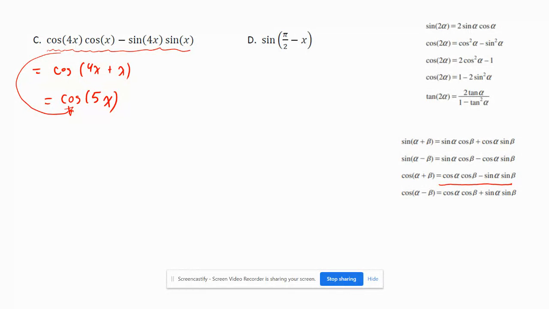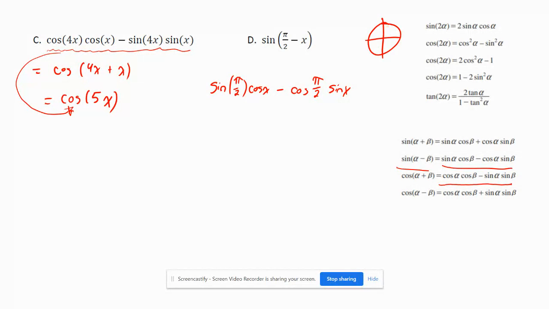Okay, all right. So we have sine of pi over 2 minus x. This is like a sine a minus b formula over here. So I'm just going to apply this formula. Pi over 2 is my a, x is my b value. So this is equal to sine pi over 2 cos x minus cos pi over 2 sine x.